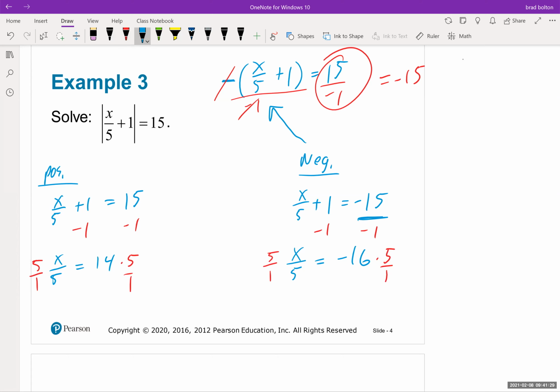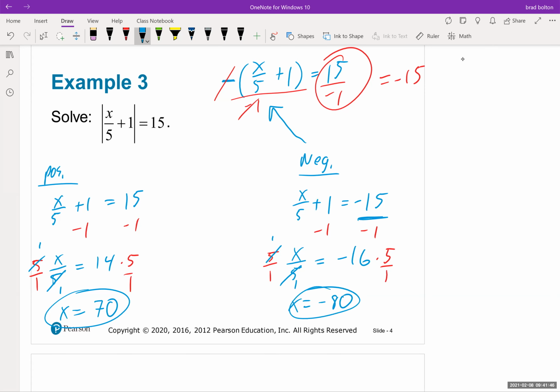So we end up with x, since these cancel and become 1, and these cancel and become 1. x equals, what is that, 70? And this one is x equals, take it as 80, -80.